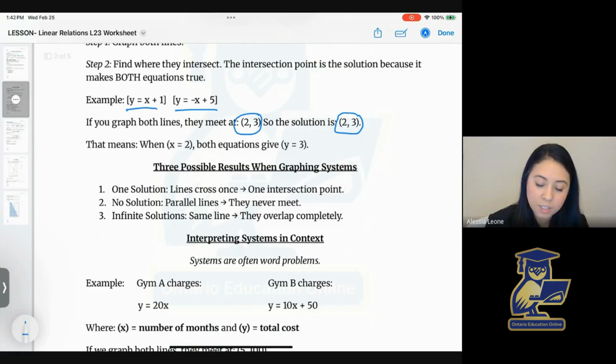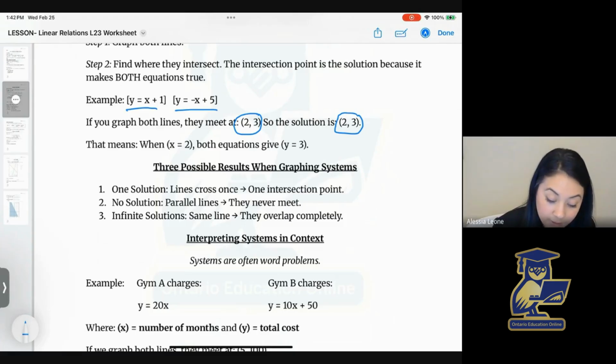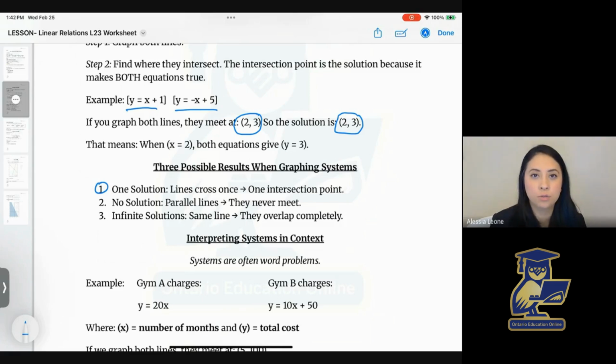There are 3 possible results when you're graphing systems. When we're graphing two lines, there are 3 possible solutions. One is there's one solution. That means the lines cross one time and there's one intersection point. The next is that there's no solution. No solution means they don't meet. They don't intersect. If that happens, they're parallel lines. They never meet. They always run the same direction. And infinite solutions means it's the same line and they overlap completely. They're not separate lines.